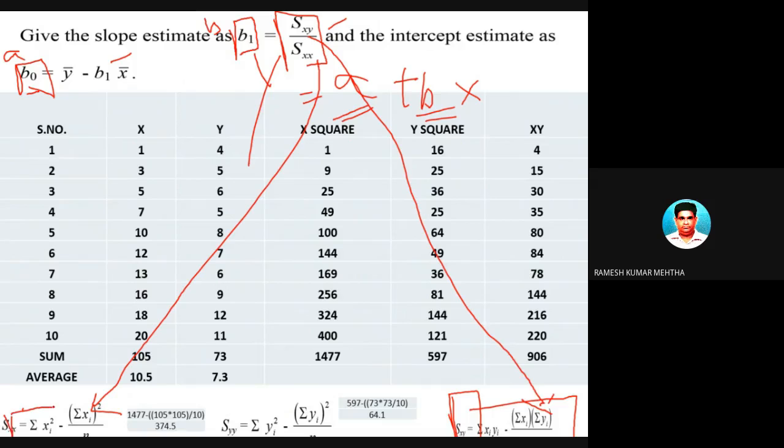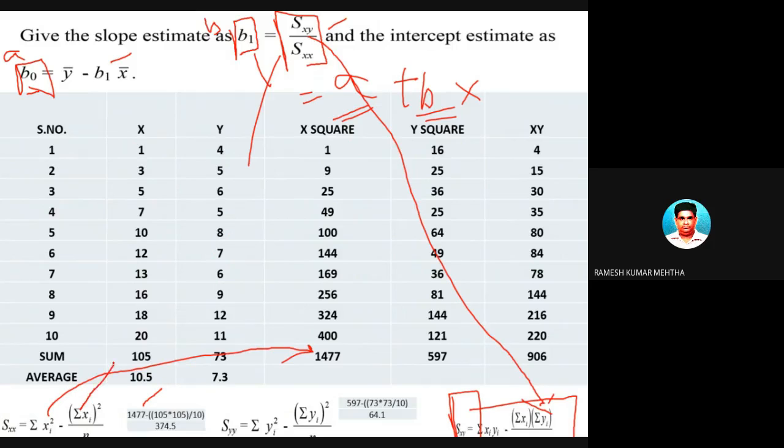Now if I want to find this out, this is the formula: sum of x square minus sum of x whole square by n. Look at the answer now. Sum of x square, I have already done. It is 147. I got it.